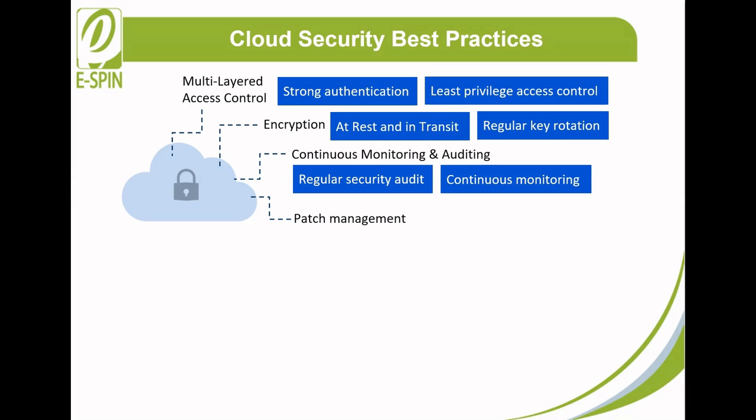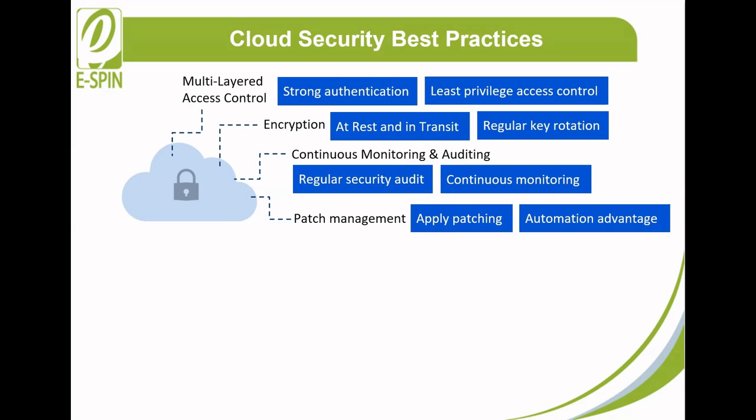Continuous monitoring. Implement continuous monitoring solutions that track user activity, network traffic, and system logs for suspicious behavior. This enables you to proactively detect potential threats and take action before they cause damage. 4. Patch management. Apply patching. Security vulnerabilities are constantly being discovered in software and operating systems. Apply security patches to your cloud systems and applications promptly. These patches address vulnerabilities that attackers can exploit to gain access to your systems. Automation advantage. Automate patch deployment whenever possible. This ensures that patches are applied quickly and consistently across your entire cloud environment, minimizing the window of vulnerability.